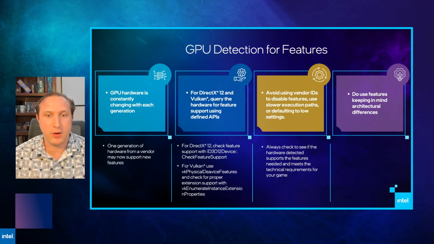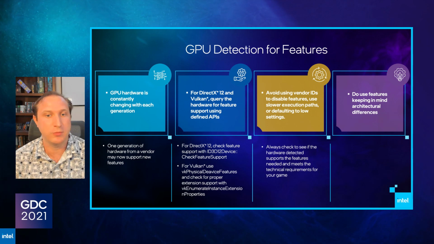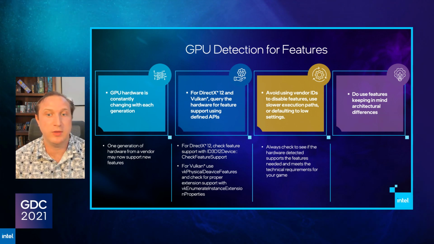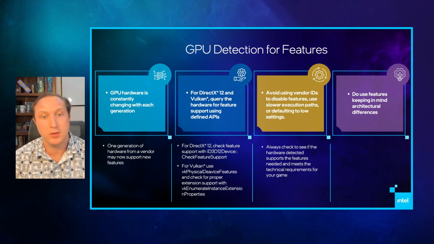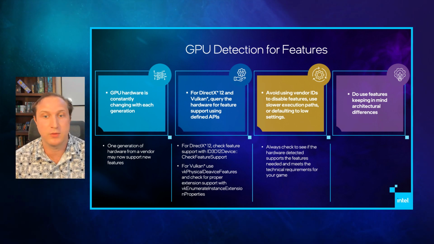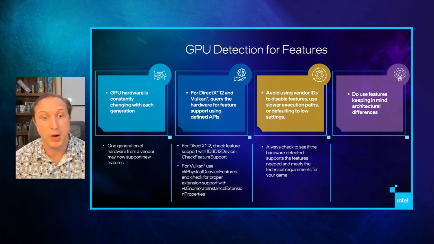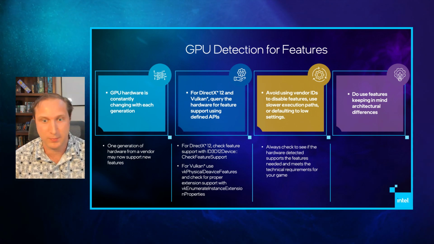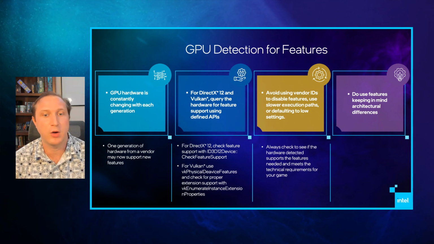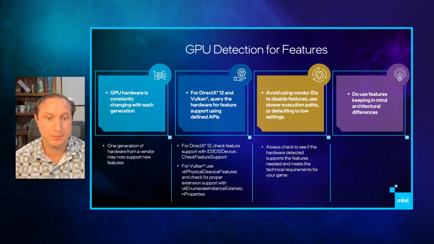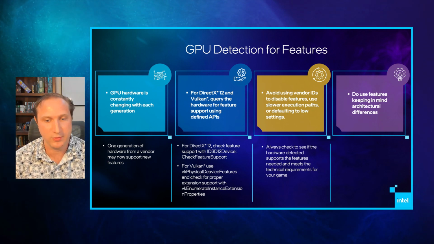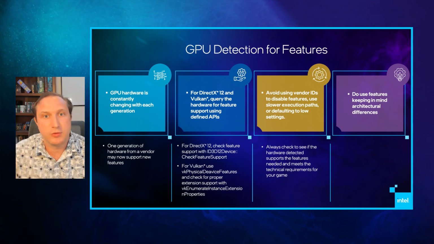As stated before, future generations of hardware from a vendor may support new features that are not supported today. It is best to avoid using vendor IDs to disable features, using slower execution paths, or defaulting to low settings. Gone are the days of if Intel, disable part of your pipeline, low settings, etc. Always check to see if the hardware detected supports the features needed and meets the technical requirements for your game. Lastly, always keep in mind the different architectural differences between vendors when using features.